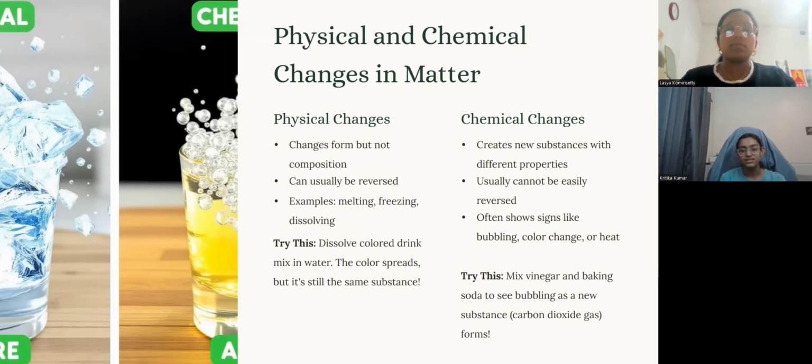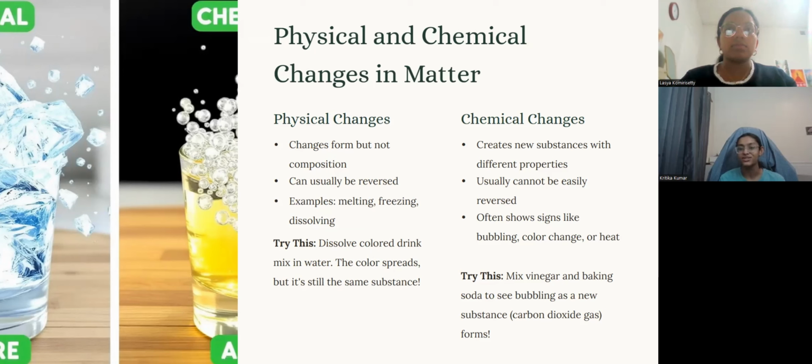So try this. Dissolve colored drink mix in water. The color spreads, but it's still the same substance. So what that means is, if you take water and put in a drop of paint or something like that, it's probably going to spread in the water slowly and the water is going to change its color, but it's still water. So if the water becomes orange, it's not going to turn into orange juice, right?